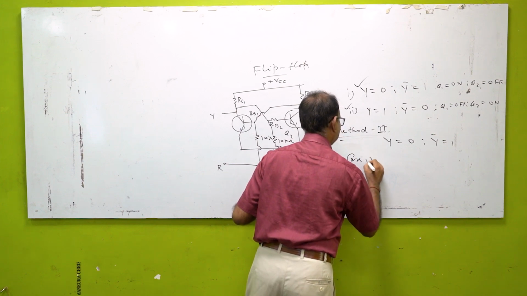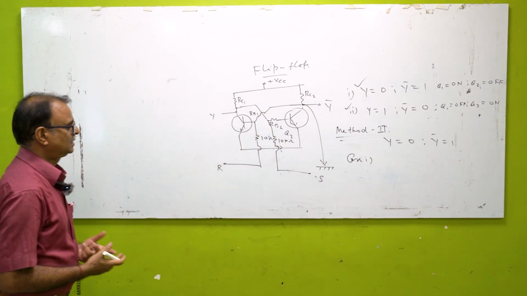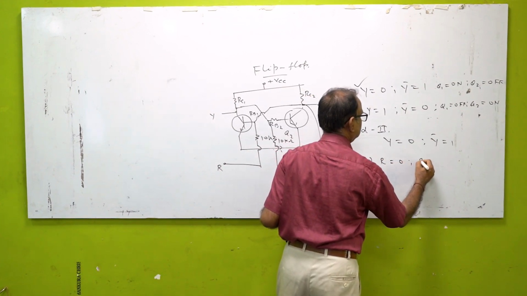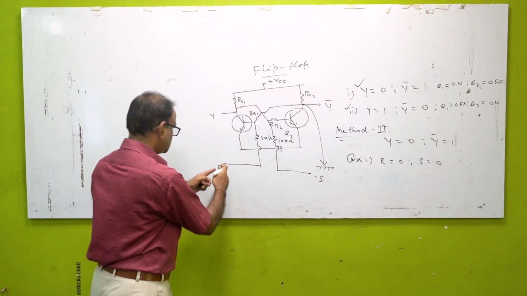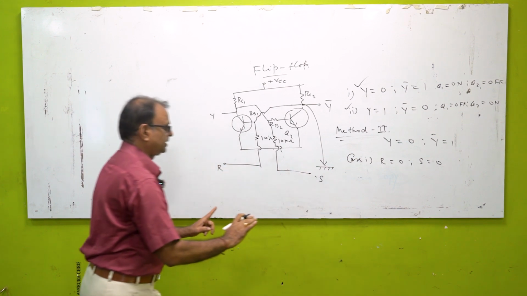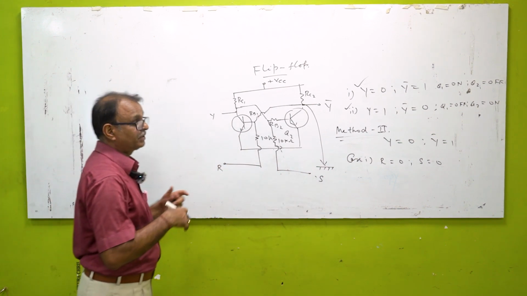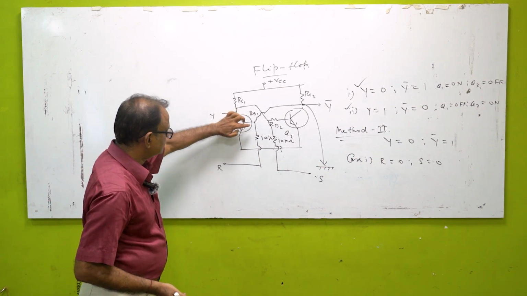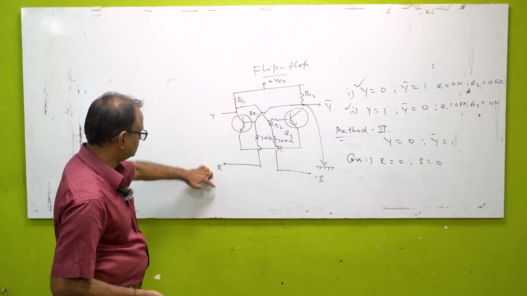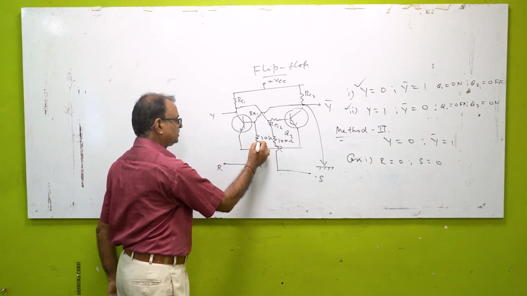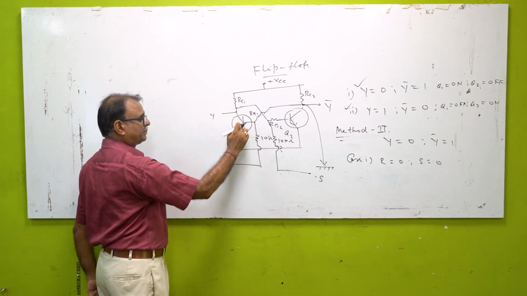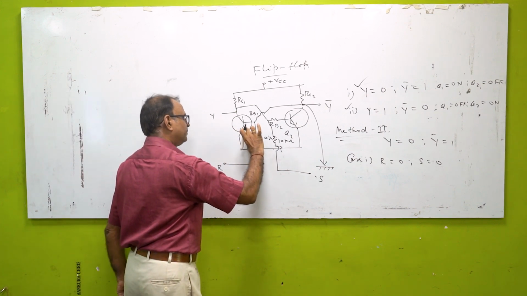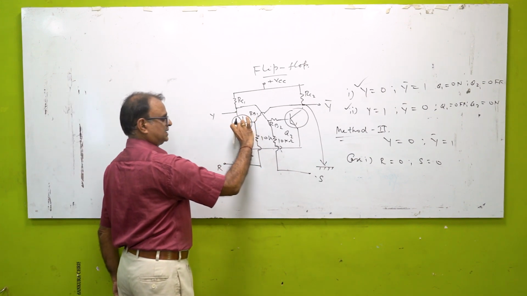Now there are 4 cases ahead of us. Case number 1: R is equal to 0 and S is equal to 0. It means both the inputs R and S are grounded. No voltages are applied. Then what will happen? Since this 10 kilo ohm resistance is connected to the ground, it will come in parallel between the base and emitter of this transistor. As a result, the biasing status will remain unchanged.